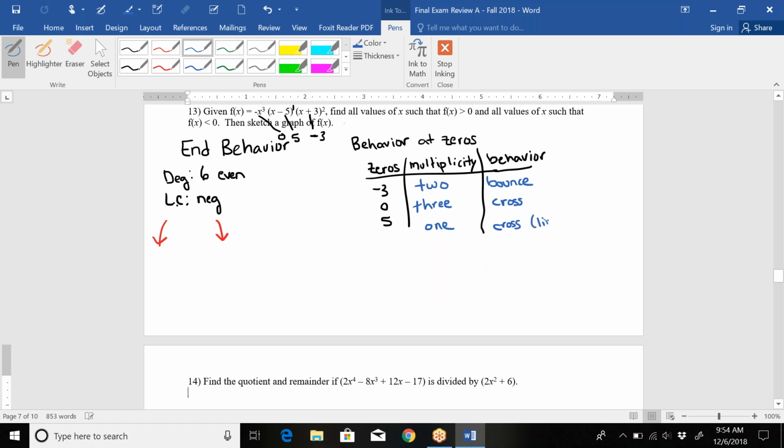At 1, you cross like a line. At any other odd power multiplicity, you're going to cross like x cubed, which means, and this is not just necessarily the direction it will be going, you have that little flattening in the middle.